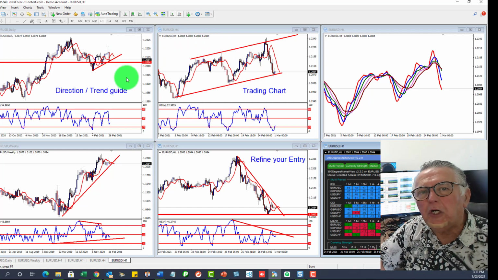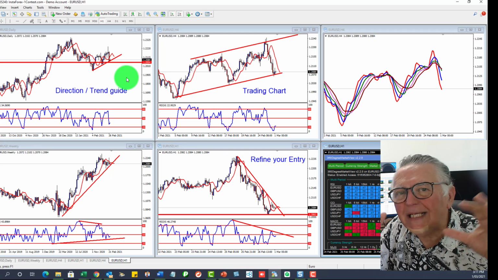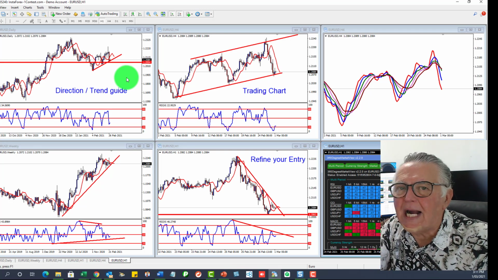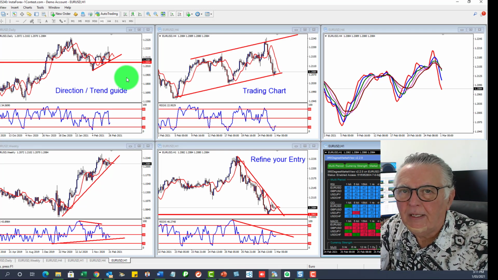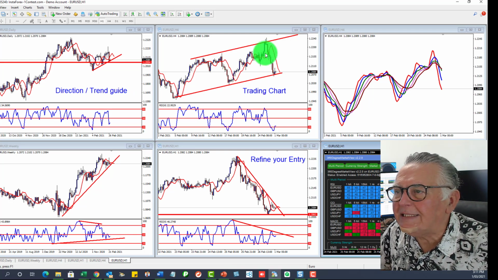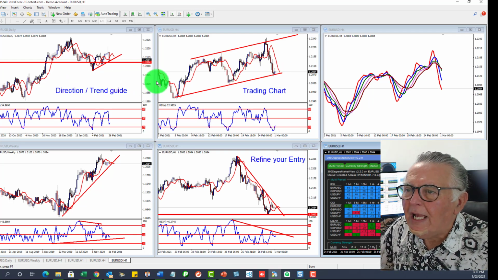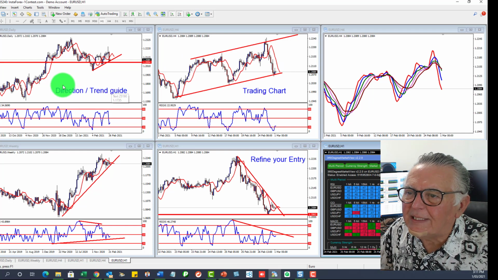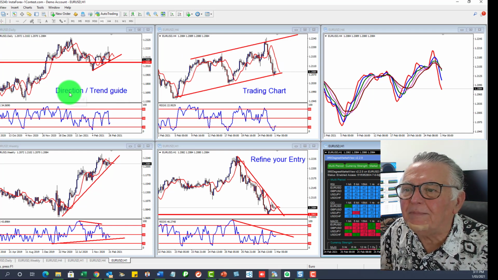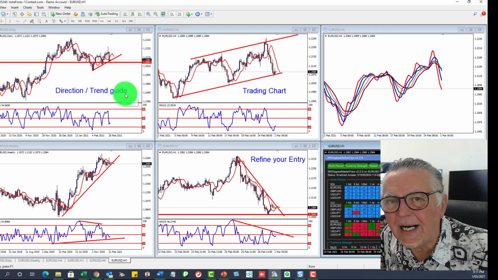Now the daily chart, its role is just a direction and trend guidance chart, and to confirm some of the trading ideas that you can see on your trading chart. So in this case, as I've written there, the daily becomes the direction and trend guide chart.